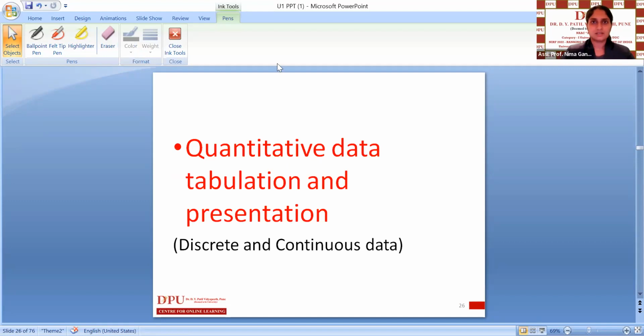Can you see the 26 number slide now? So we are on slide 26, that is quantitative data tabulation and presentation. In the previous session, we learned about the qualitative data tabulation and presentation. In this session, we are starting with this point and will come to the second unit in which we try to cover the measures of central tendency.